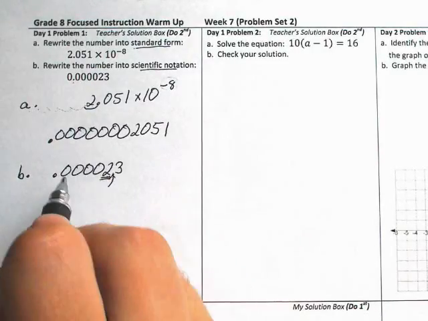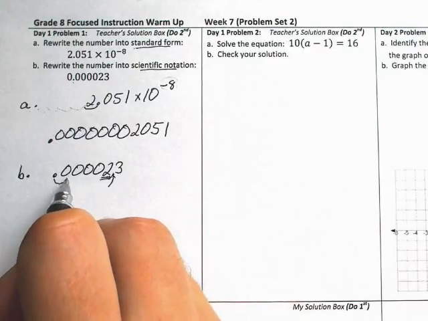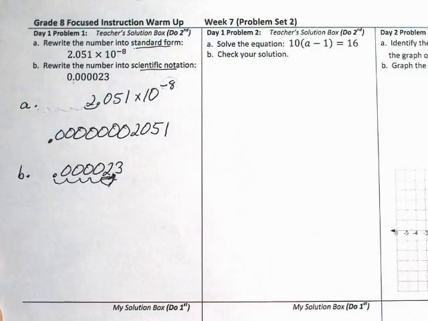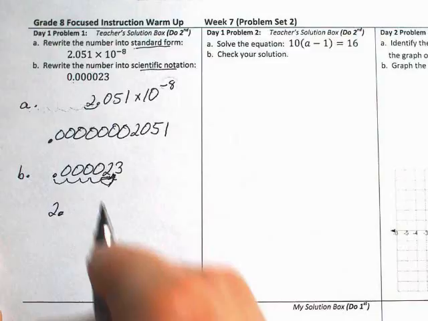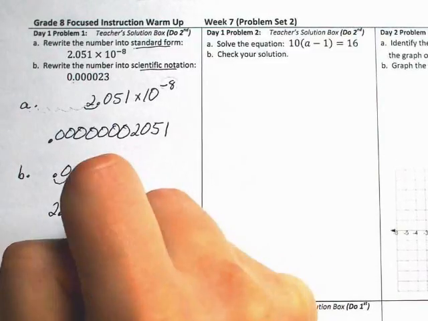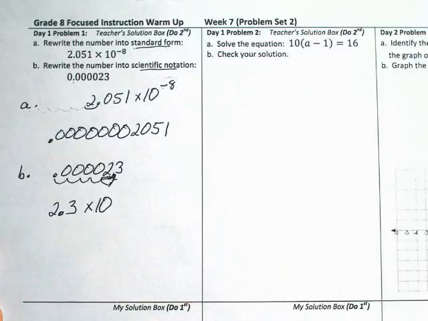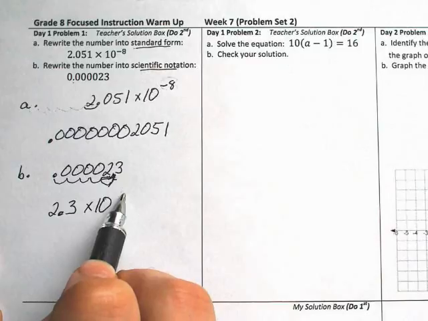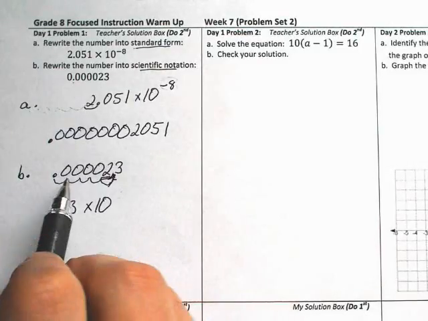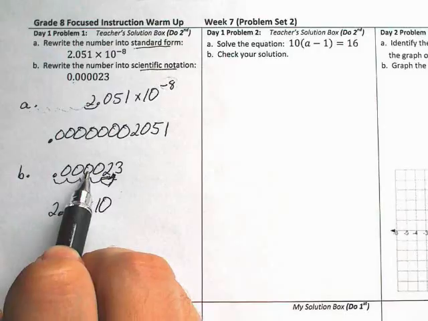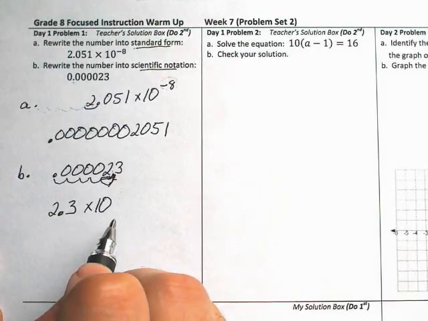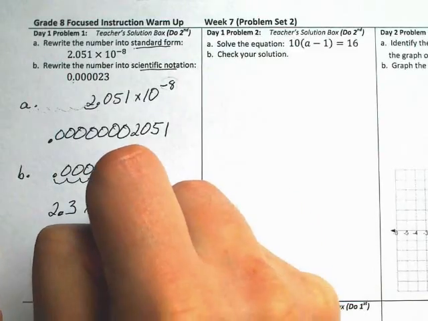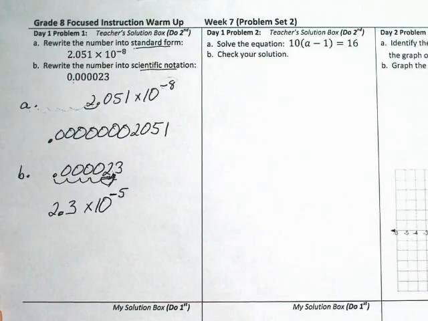To get the decimal point here means that it needs to move 1, 2, 3, 4, 5 spots. That will create 2.3, and then times 10. I moved it 5 spots, but recall the difference between using positive exponents and negative exponents on the 10. Numbers that are these small decimal numbers are the ones that involve negative exponents when in scientific notation. So this is negative and then the 5 from the 5 spots.